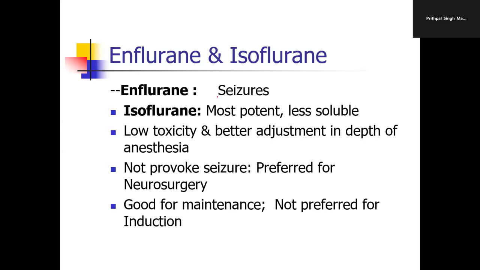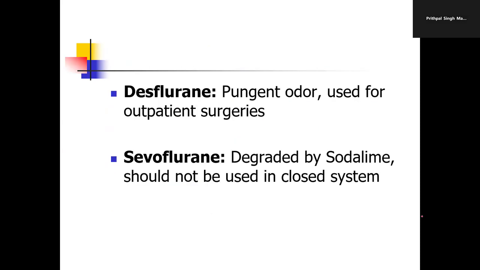Enflurane has a problem for the females, whereas isoflurane is the most potent drug, less soluble in blood, with a higher blood pressure effect, it has a lower toxicity, and it can easily adjust to the depth of the anesthesia. It does not provoke seizures, it is good for maintaining anesthesia. Then sevoflurane.